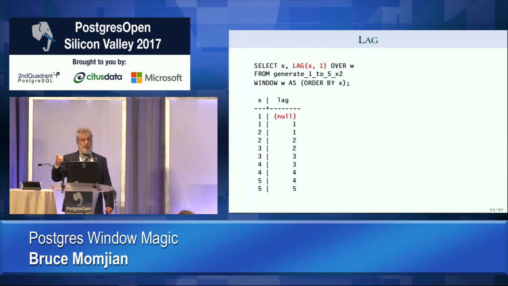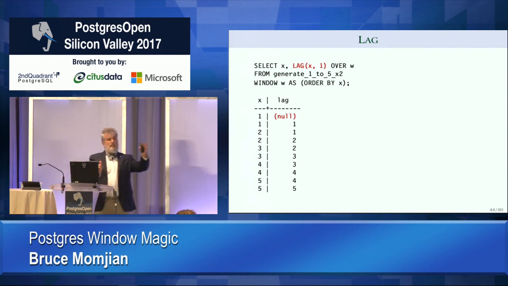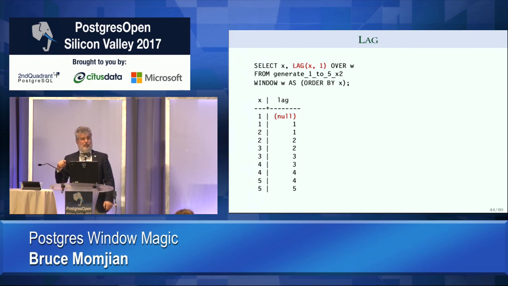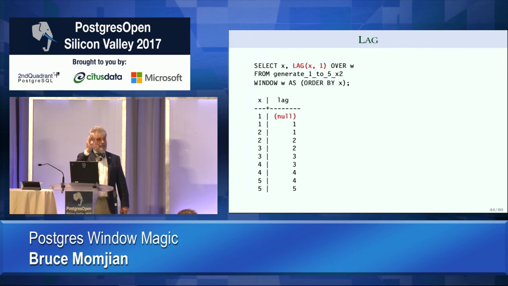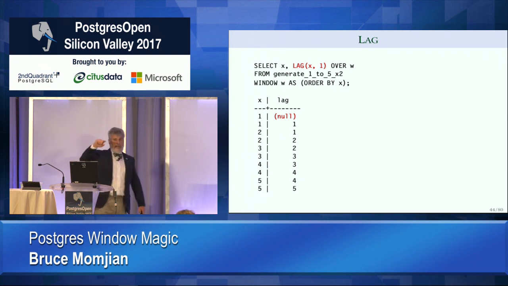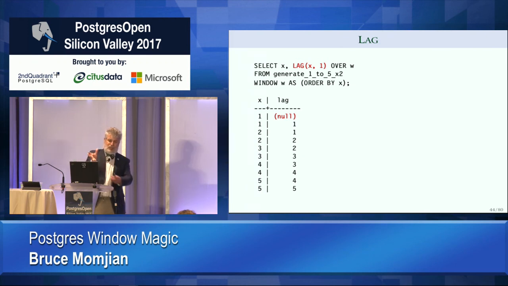Lag, this is another new one. Instead of saying preceding to current row, this actually just looks backward and pulls the value from how many rows behind you in the partition. So here I'm saying give me the current row, remember 1 to 5 duplicates, and then for the second column, give me the value that's in the row before mine. You can see the first one is null because there is no row before it, and all the other ones just shift down. Pretty easy to understand.